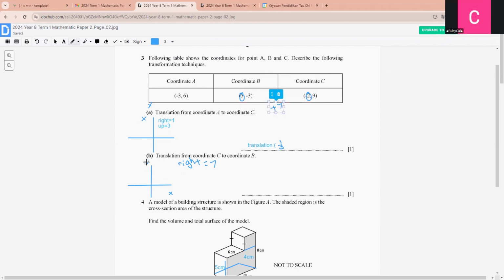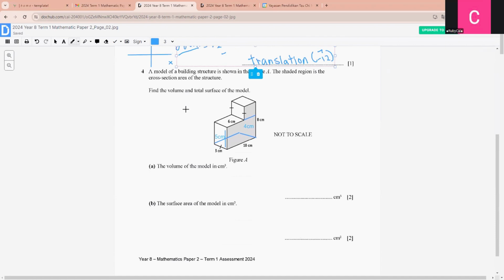And then we see that it goes down. So down equals 12, because for 9 to get to -3, you have to minus 12. So the translation is 7, -12, because down is negative.